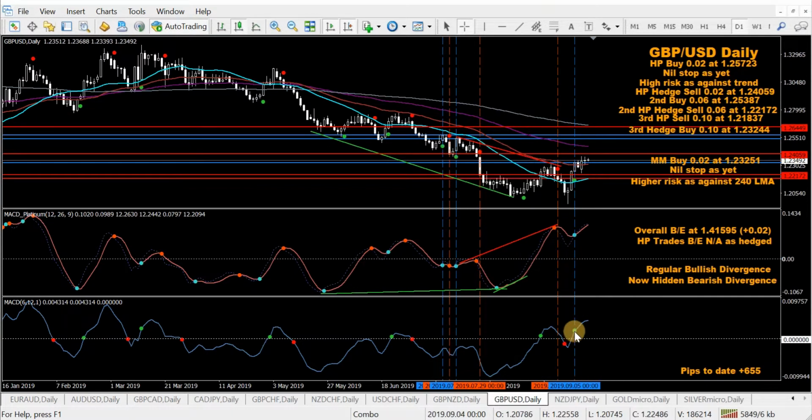And I've also got a Mod MACD buy down here. Overall break even's a long way. No, 1, 2, 3. Oh, sorry. 141.595. So it's off the top of the chart somewhere here. So that's all right. Now, what else we got?